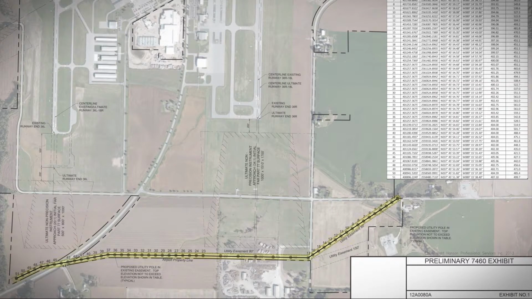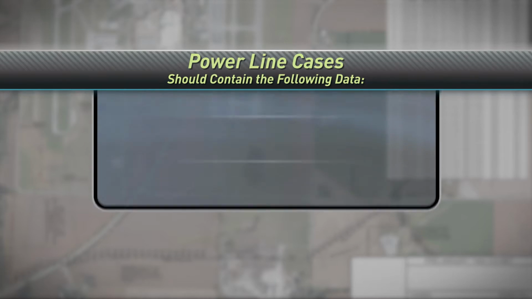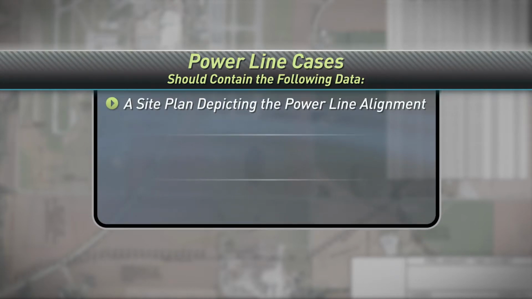Power line sections in runway approach areas, near nav aids, or at hub airports may require multiple points of interest, i.e., every power pole for responding LOB evaluators. Power line cases should be submitted with the following data: a site plan depicting the power line alignment with the capacity of each line run.